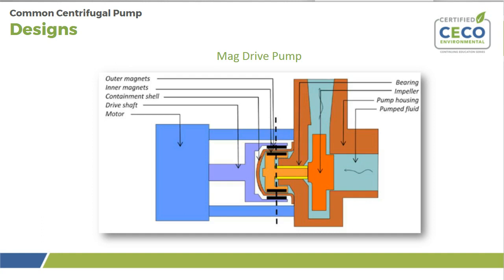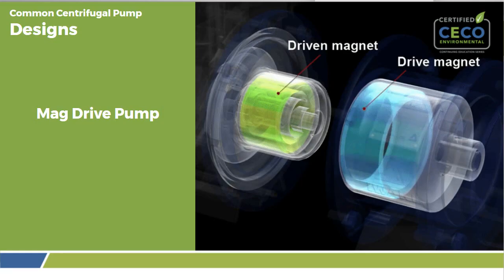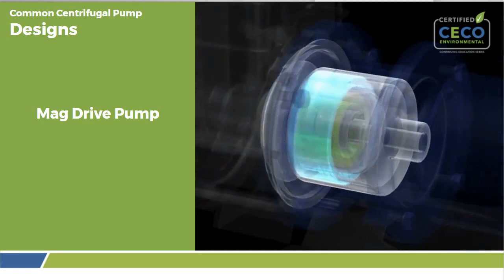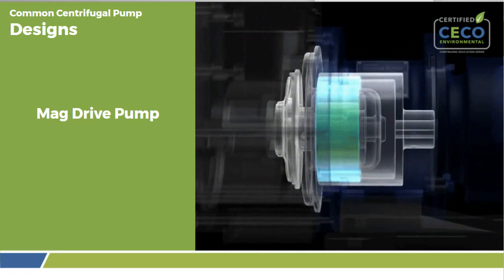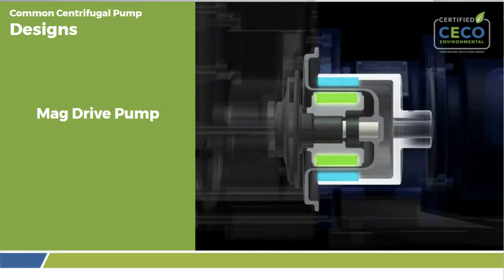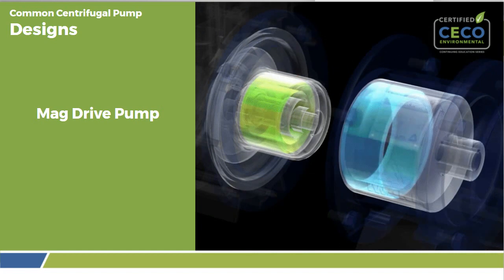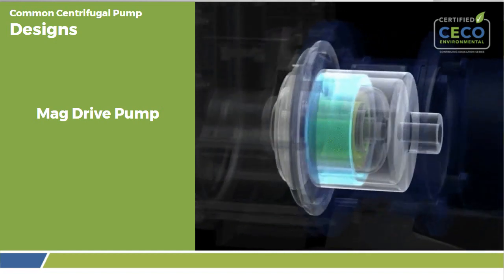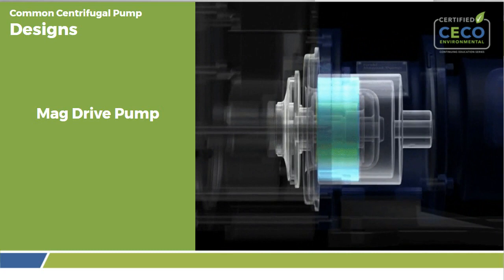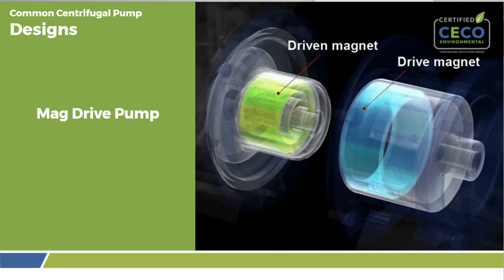Taking mag drive a step further in this slide, this was really cool and meant to show that you have a drive magnet, which is the outer magnet, a driven magnet, which is the inner magnet. You can see how they come together, blue on green. Magnetic attraction, as they attract one another, causes the impeller to spin. I thought this was a really cool slide demonstrating how that works.